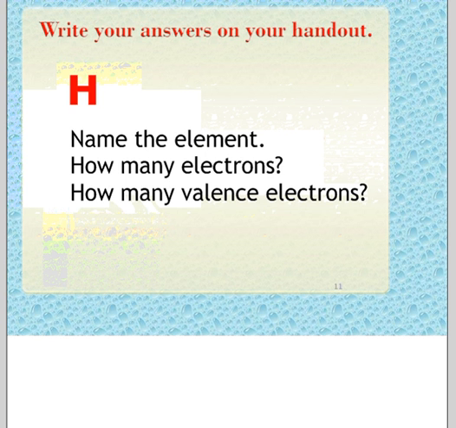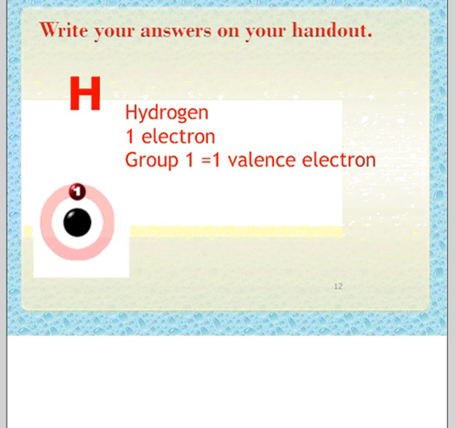Try this one. This is H. This is a little bit easier because it's a smaller atom. This is hydrogen. Hydrogen has an atomic number of 1, so it only has 1 electron, which means that this is the outer shell, so hydrogen has 1 valence electron. And you also know that because hydrogen is in group 1.